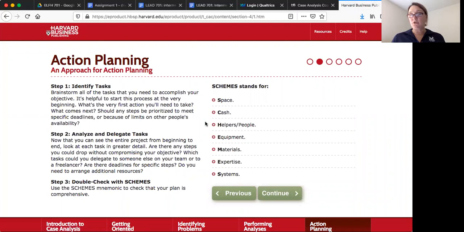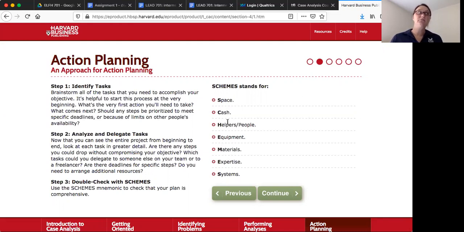Anytime you're making recommendations or thinking about an action plan, you always want to think about, do we have the people to do said thing? Can we solve this problem? Do we need to identify some of these other types of scenarios? Now, some of our cases will not require us to look at the SCEAMS acronym: space, cash, helpers, equipment, materials, expertise, systems. This is just a good way for us to really think about, if we're coming up with a plan, we've solved the problem or we've made a decision, what are the next steps?